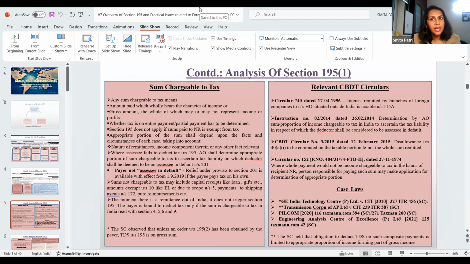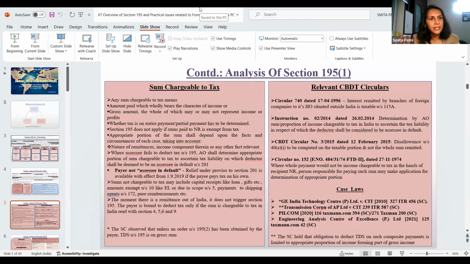So the first step to go to section 195 is that we should determine whatever is taxable or chargeable in India. After that, only that amount which bears the character of income, or that portion which has income embedded in it, is chargeable to tax as per section 195. So there are exclusions, for example, equalization levy. That is exempt under section 10(50). It's a levy, so it goes out of this.